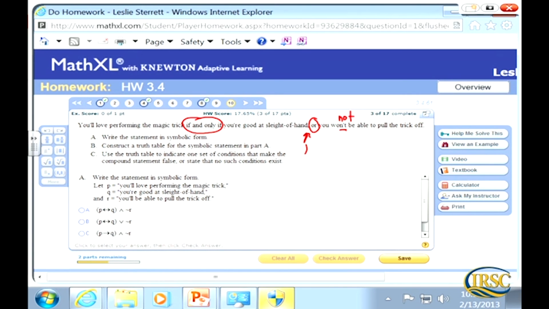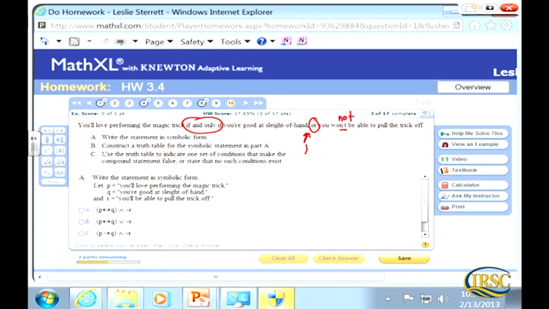So remember, the comma is important when you go to write in symbolic form because it tells you where the parentheses goes. Okay, so notice that they chose that P stands for you'll love performing the magic trick. So that's the first simple statement that we see there. Q is you're good at sleight of hand. So that's the second simple statement there. And then R, you'll be able to pull the trick off. So remember, they left off the not. So you will be able to pull the trick off.